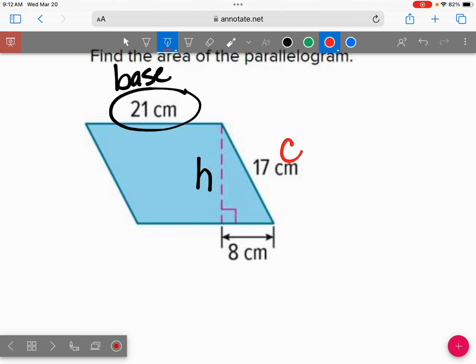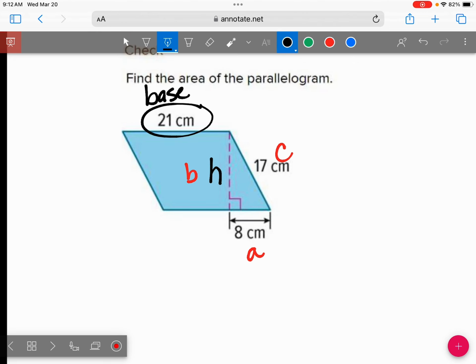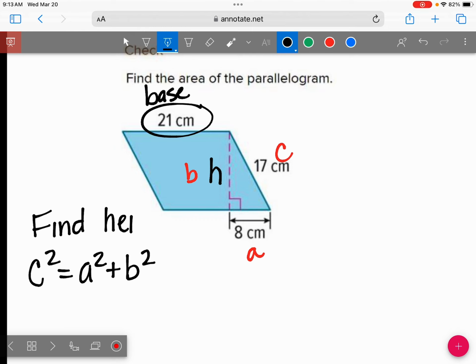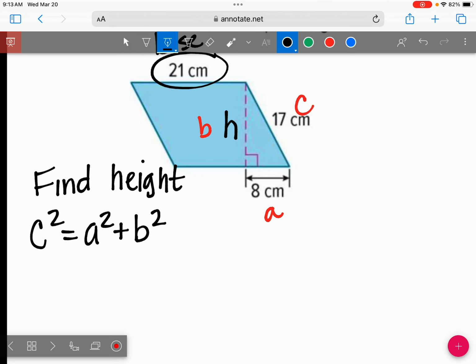So this is my C, this is A, this is B. So to find H is going to be C squared equals A squared plus B squared. So I have to start by finding the height, because you cannot find the area unless you know the height. So C is 17. A is 8, and you're trying to figure out H. All right, pick up your calculator, figure out what 17 squared and 8 squared is.